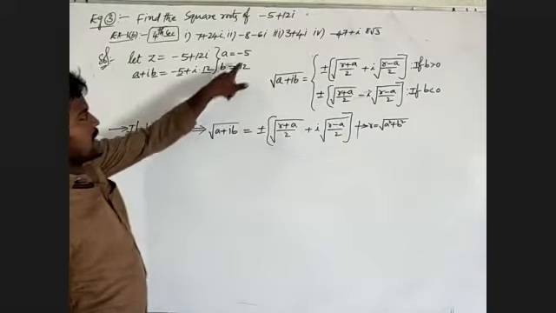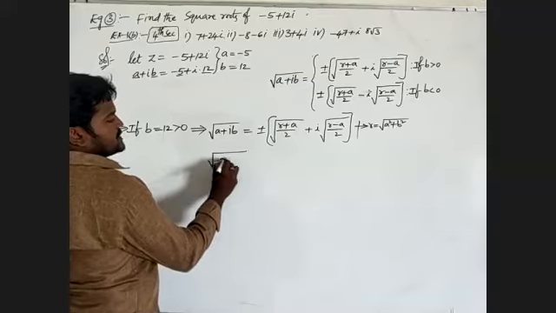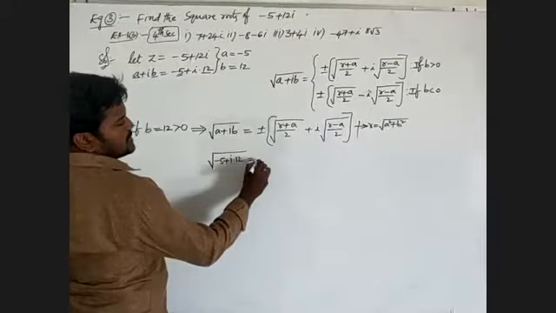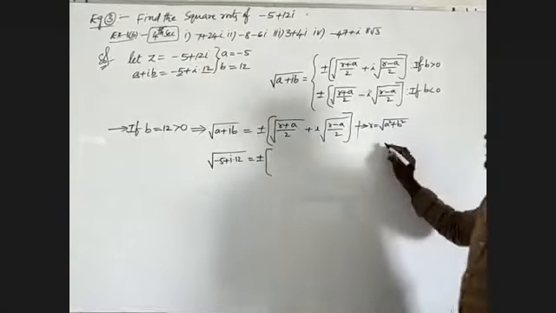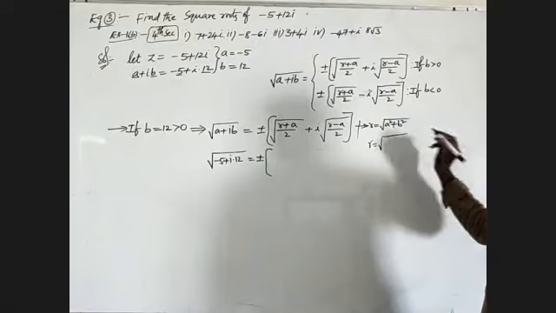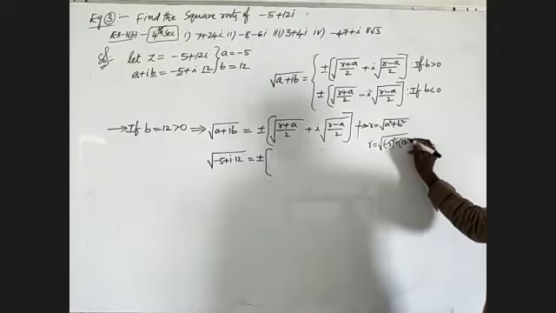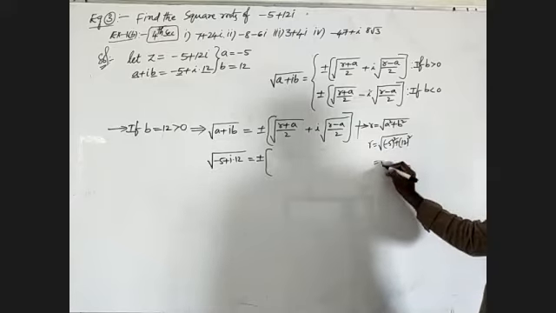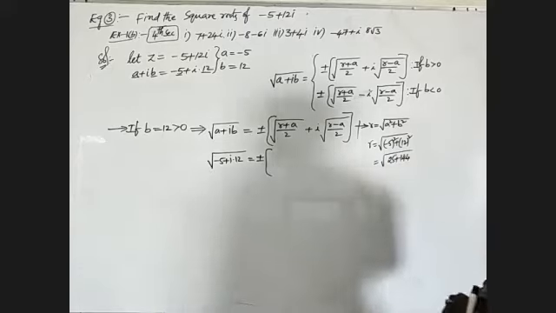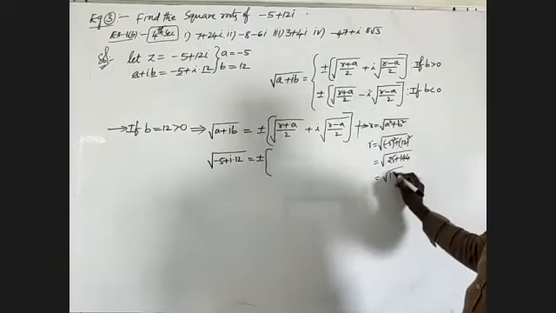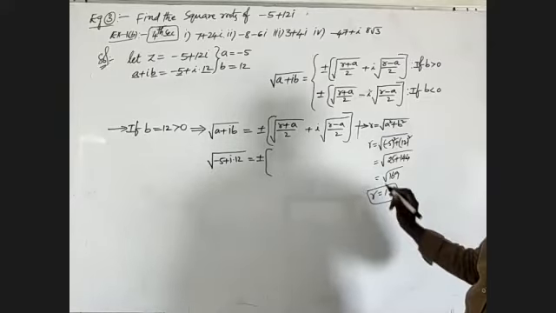Where A is minus 5, B will be 12. That means the square root of minus 5 plus i into 12 is equal to plus or minus. First we have to find the value of R. Where R is equal to root of A squared plus B squared, where A is minus 5 whole square, then we take 12 whole square. Minus 5 whole square is 25, 12 square is 144. The total is root of 169. Root of 169 will become 13. This is the value of R.